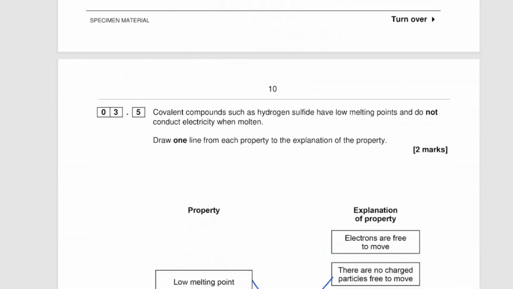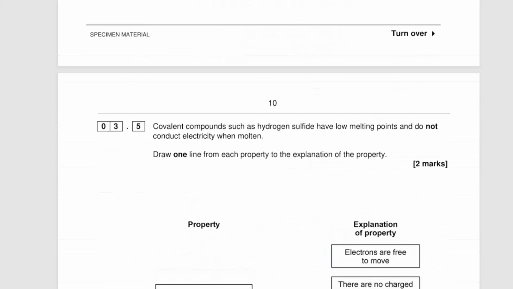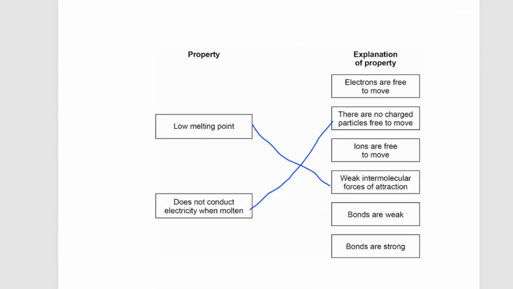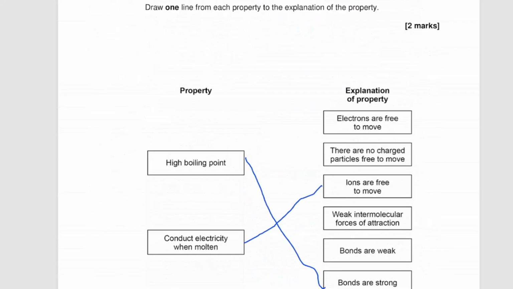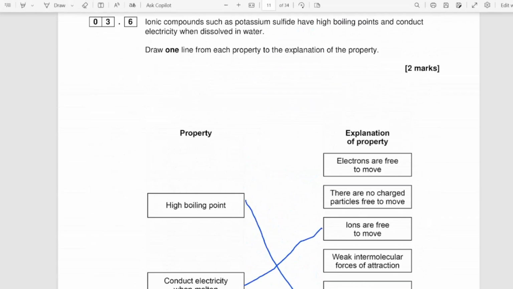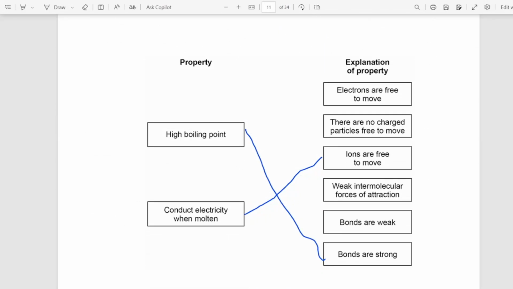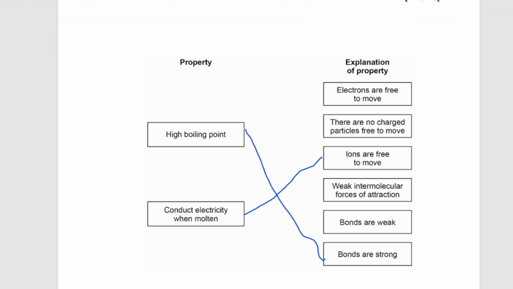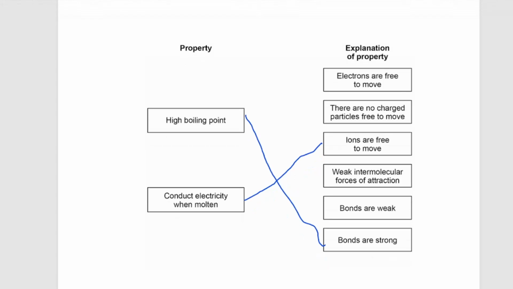Next up, just a couple of multiple choices where we're given the properties of stuff. Covalent compounds such as hydrogen sulfide have low melting points and do not conduct electricity. Give one line from each property to the explanation of the property. Now the reason for a low melting point is weak intermolecular forces of attraction, and the reason it does not conduct electricity when molten is there are no charged particles free to move. And for the other one, we're talking about ionic compounds, and the reason for a high boiling point is the bonds are strong, and the reason it conducts electricity when molten is ions are free to move.